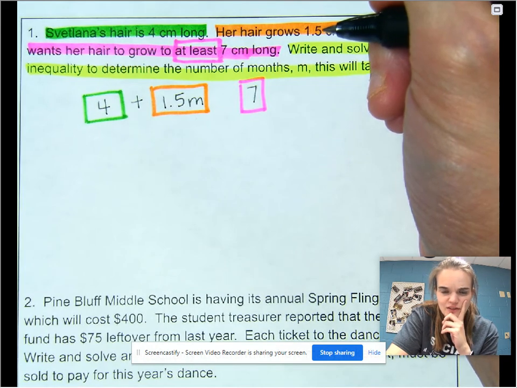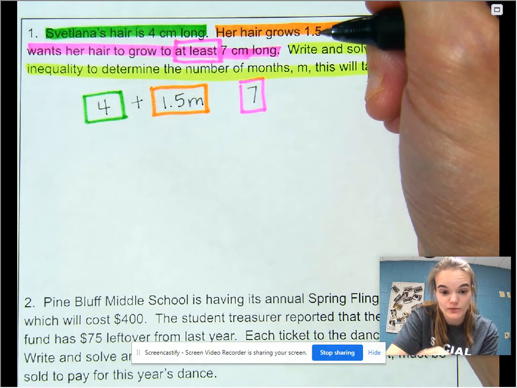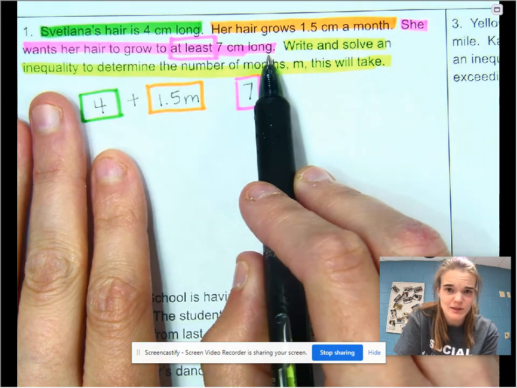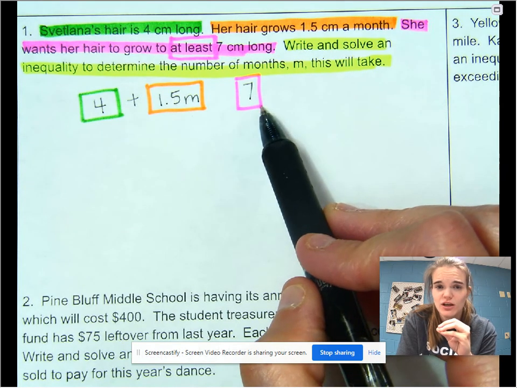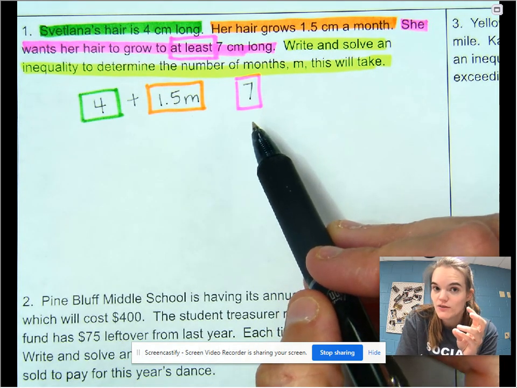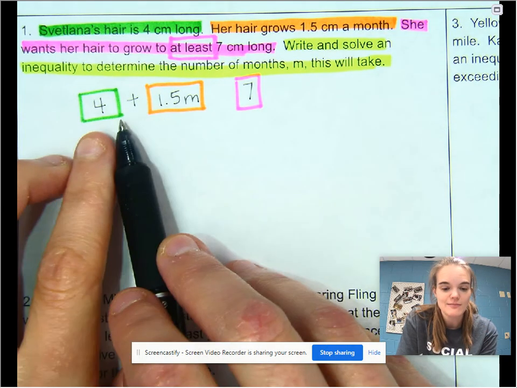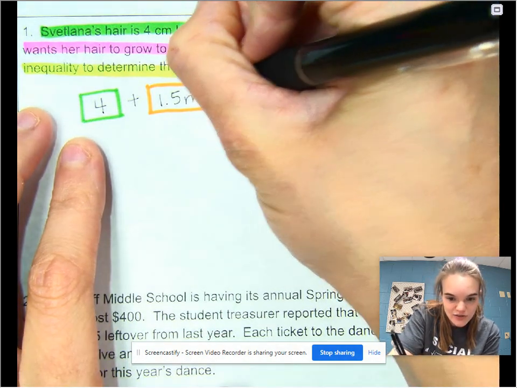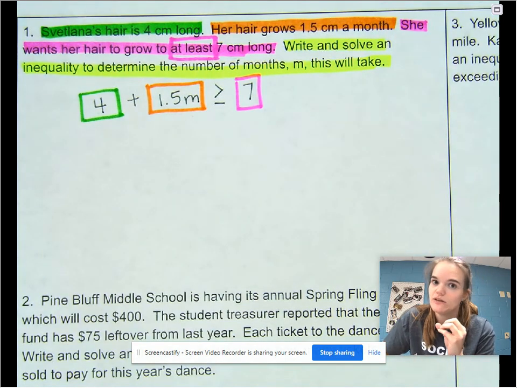Now, we have to decide. This is an inequality. Inequalities are less than, greater than, or less than or equal to, or greater than or equal to. She wants her hair to grow to at least 7 centimeters. Let's think about what at least means. She wants her hair to be 7 centimeters, but could it be longer? That's what at least means. It means it could be bigger. That's fine. That means that this could be bigger than 7. So I need this to be greater than or equal to, because it could be bigger than 7, but it definitely needs to be 7.